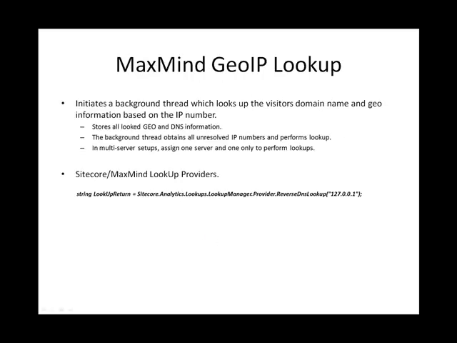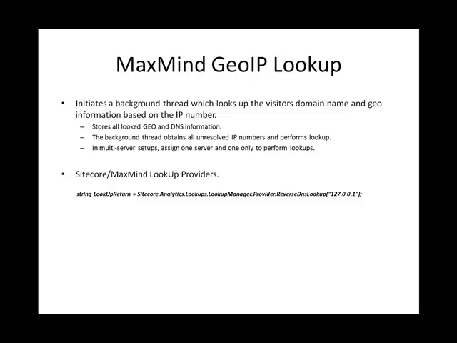Let's have a look at MaxMind. Sitecore uses the MaxMind GeoIP lookup, and here's how it works. Basically, Sitecore initiates a background thread which looks up the visitor domain name and geo information based on the IP address. So, it stores all looked up GeoIP and DNS information. Of course, the background thread obtains all unresolved IP numbers and performs lookups. In multi-server setups, make sure you assign only one server to perform the lookups.